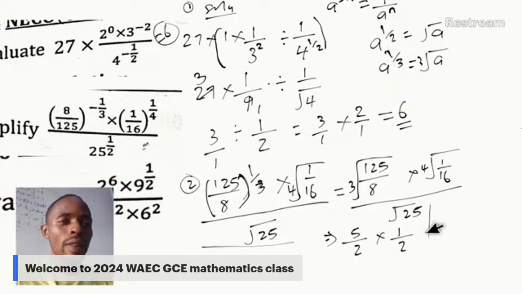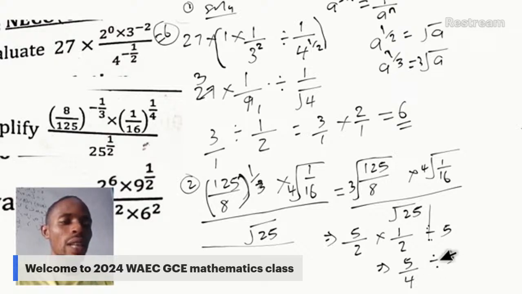So everything divided, let me put it as divided by the square root of 25, that is 5. So let's solve it now. That is 5 times 1, we have 5. 2 times 2, that is 4. So it will be equal to 5 over 4, that is 2 times 2, we have 4. Well done. Divided by 5.